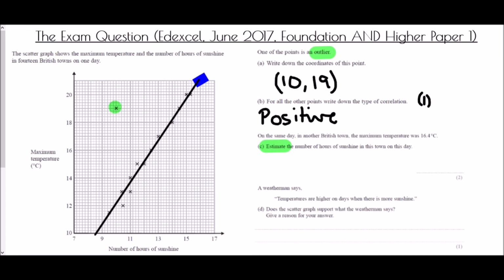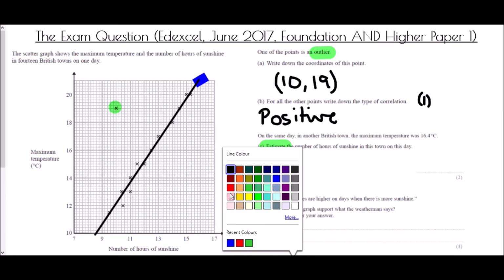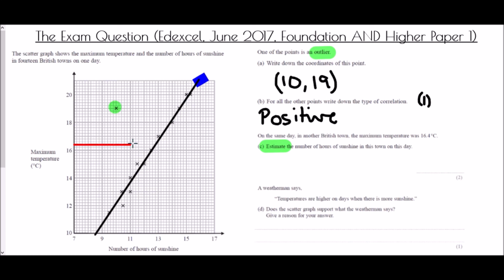We want to estimate the number of hours of sunshine if the temperature was 16.4. So let's go to 16.4 on our graph. That's going to be two little squares up until it hits the line, and then draw down. And so the hours of sunshine, I'm looking at about 12.8 for this one. But again, like I said with the previous diagram, as long as you are reading correctly from your line of best fit, you will get the marks here. There'll be an acceptable range provided.